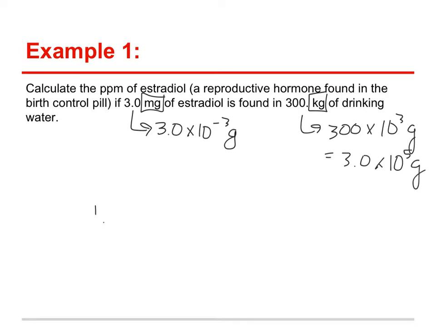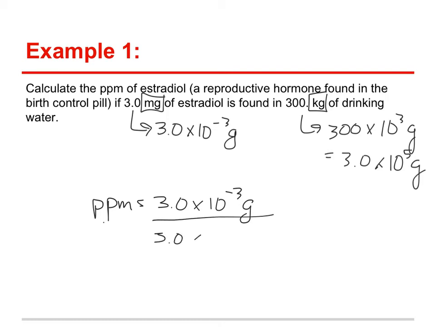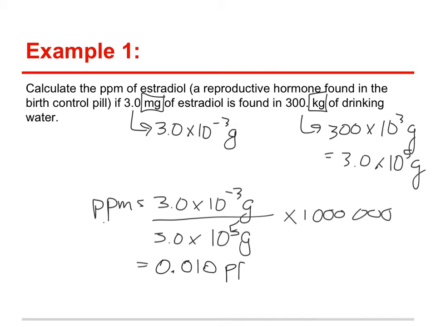Now that we've got the same units, we can do our ppm calculation. So our solute is our estradiol, 3.0 times 10 to the negative 3 grams. And we're going to divide it by our 3.0 times 10 to the 5 grams, and then multiply this by 1,000,000. Doing this calculation then gives us 0.010 ppm.